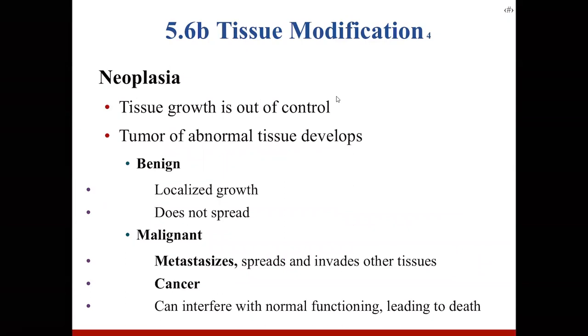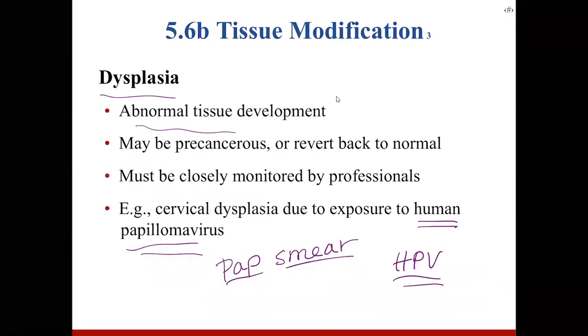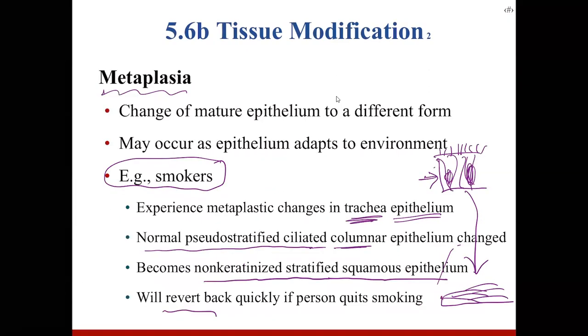Neoplasia means you have abnormal tissue growth, and you could have tumors. There's benign, which means it's not bad. It has localized growth, usually with a capsule around it, and it's not spreading. Malignant means it can spread, and usually malignant is associated with cancer. But that's neoplasia, so new growth. And then we have dysplasia, which is abnormal development. Metaplasia is if it's changing.